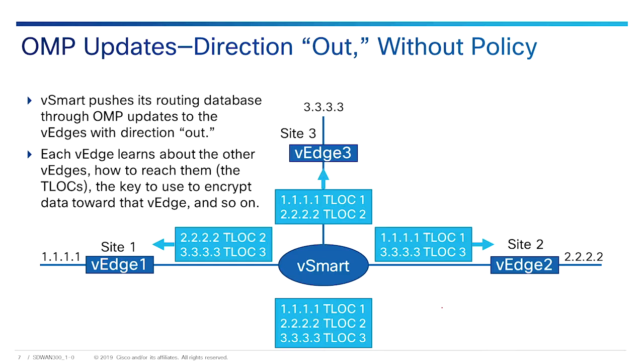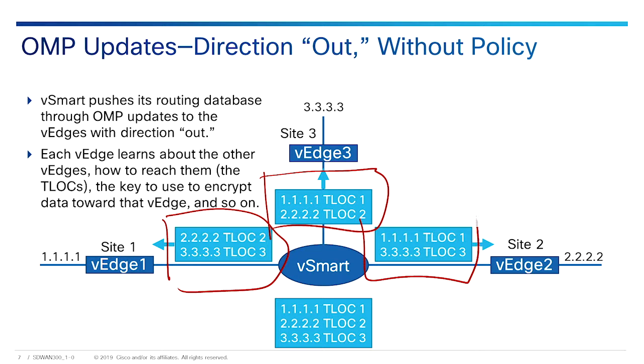Okay. vSmart also pushes its routing database through OMP updates to the vEdge in the out direction, i.e. to get to 2.2.2.2, use the TLOC to go to site 2, right? And this is an example of what they got. And you can see that the locals are filtered out on each of these. By this method, each vEdge is going to learn about all the other vEdges, how to reach them, the transport locators, the TLOCs, and which key to use to encrypt the data toward the vEdge, and so on.